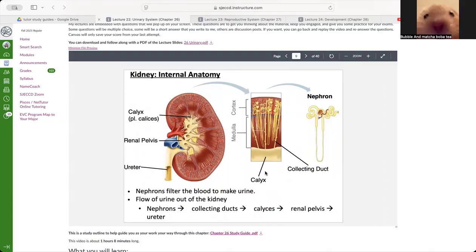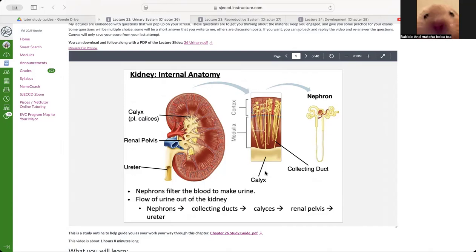Okay, so the kidney internal anatomy. It filters blood to make urine. Urine is going to leave the kidney, and the nephron makes urine and goes to the collecting ducts and drains into the calyces. The nephron is filtering out blood, and capillaries are coming in and making urine. The calyces merge together and dump that urine into the renal pelvis.